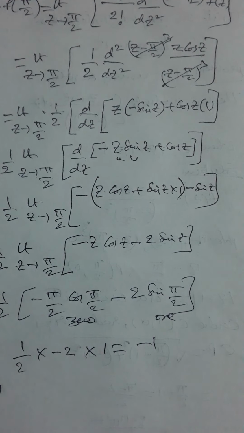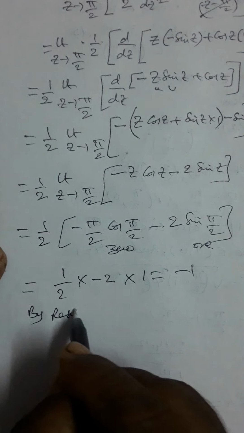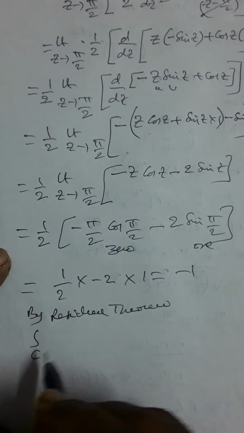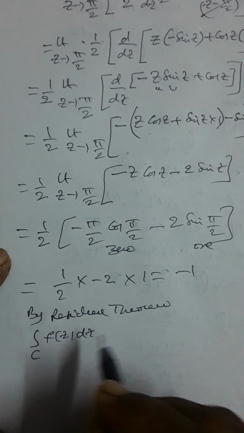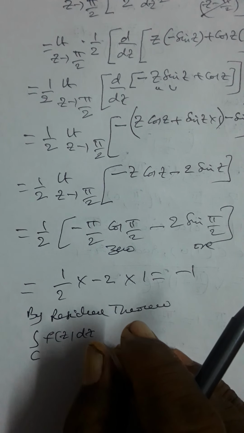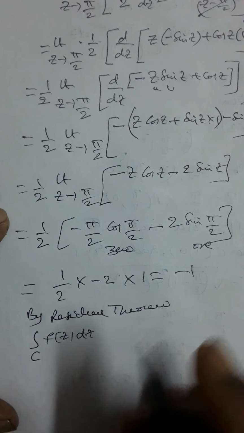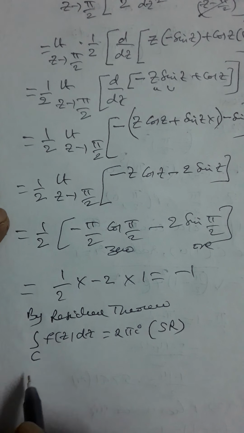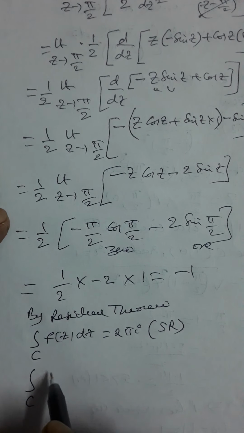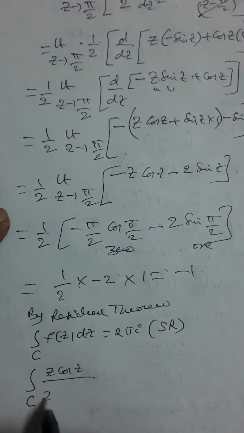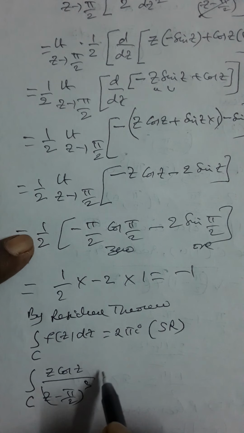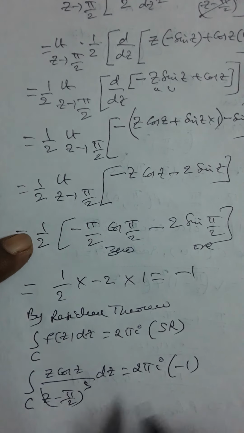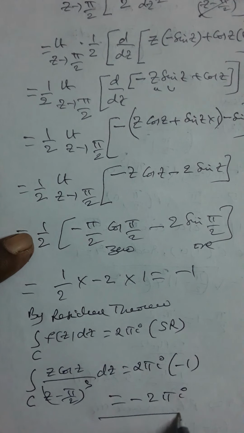By residue theorem, integral over C f of z dz is equal to 2 pi into SR, the sum of the residues. Integral over C z cos z by z minus pi by 2 whole cube dz is equal to 2 pi into the sum of the residues, minus 1, so minus 2 pi i.